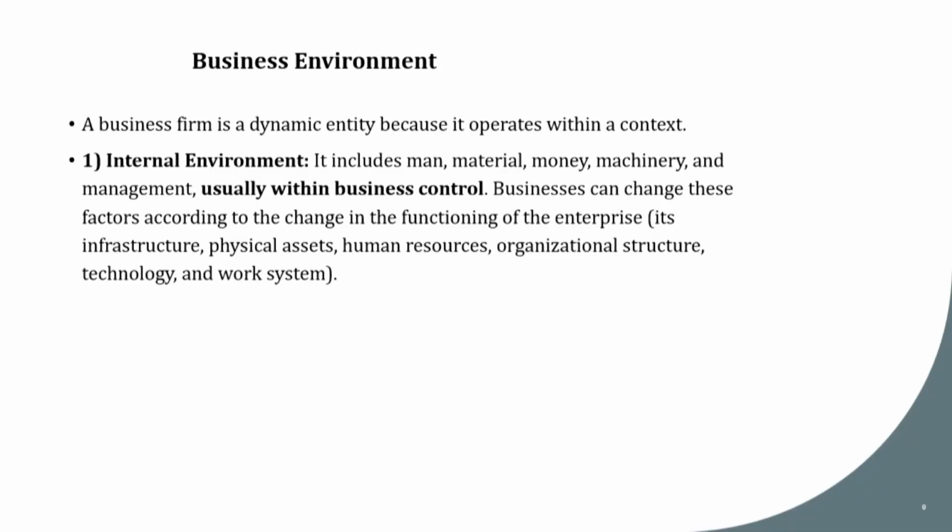So one of the contexts is the internal environment. So internal environment means within the firm. It includes man, material, money, machinery, management, usually within the business control. So business can change these factors according to the changes in the functioning of the enterprise, its infrastructure, its physical assets, human resources, organizational structures, technology, and work system. In short, the internal environment is within the control of that particular firm.